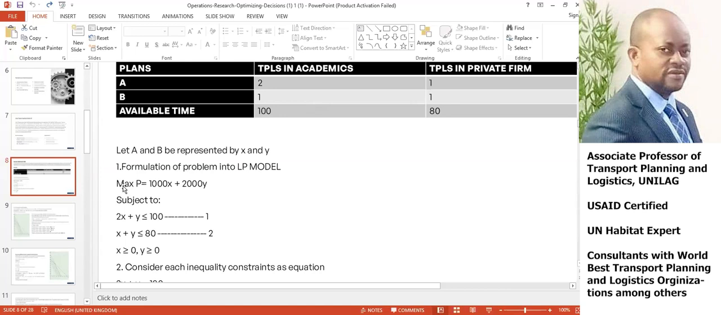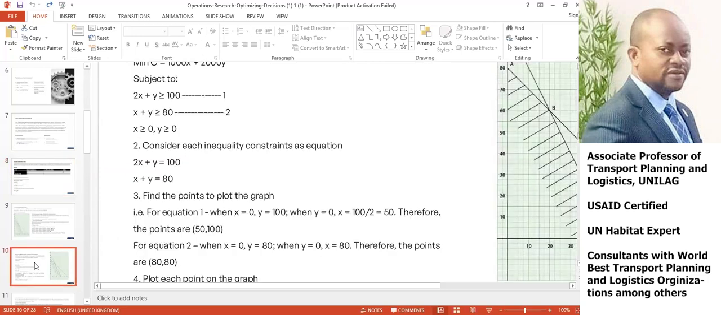So this is where we are coming back to for us to calculate the highest profits. Are you following? Yes, sir. So quickly write this down. Write maximize P equals 1000x plus 2000y. Quickly write it down. Then we now apply it here.